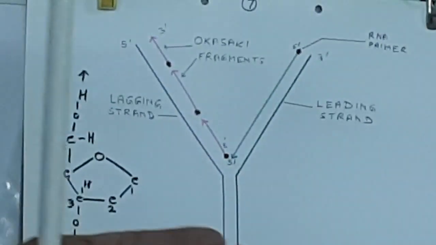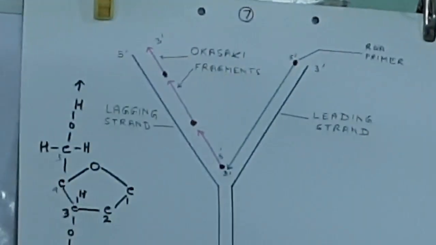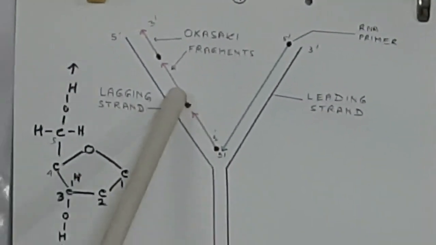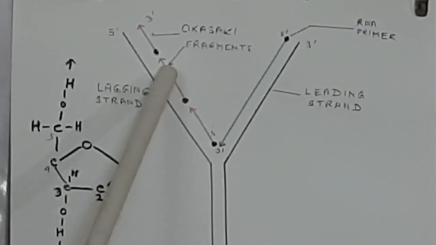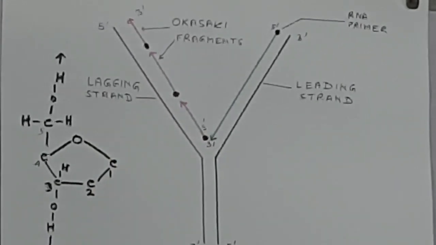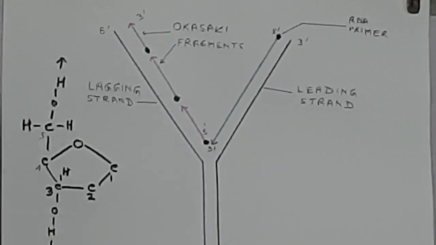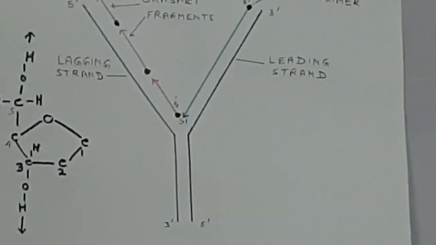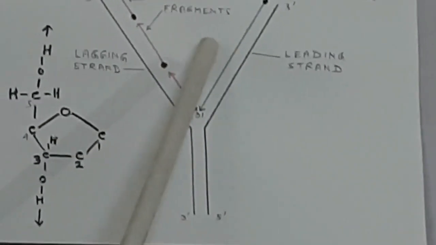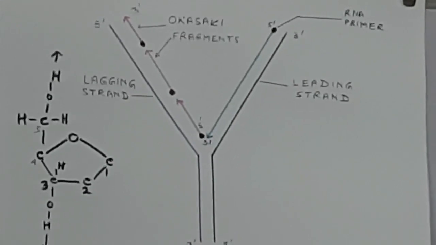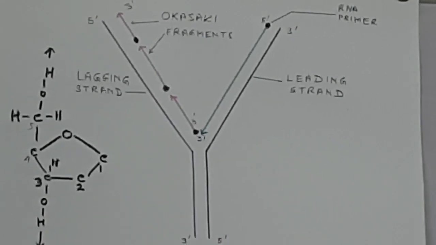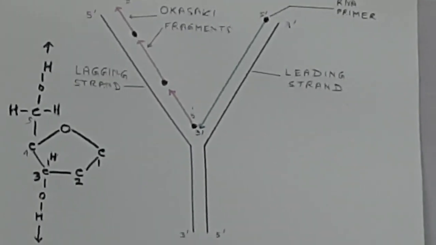Then again in a small area the two strands will separate. In another piece, again a primer will be attached, and to this primer some more nucleotides are attached. So in the lagging strand, the complementary nucleotides are attached in pieces. They are named after their discoverer, a Japanese scientist, Okazaki fragments. So in one of these strands, the nucleotides are attached in pieces which are called Okazaki fragments.